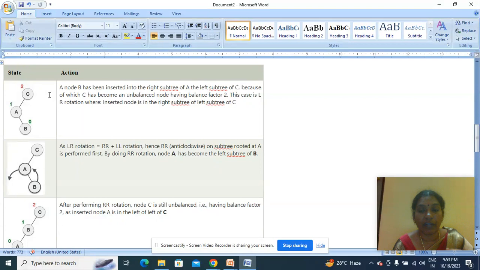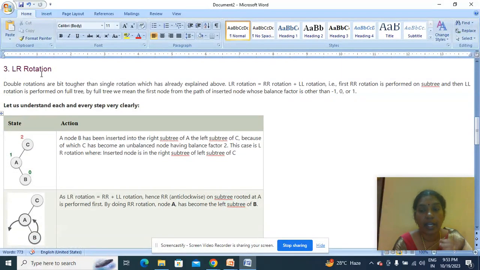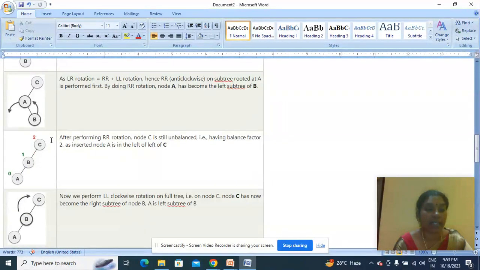So without any confusion, this is like a shortcut. This is the tip for identifying the rotation. If a slanting insertion happens, that will definitely be a single rotation. After the insertion, if the structure of the tree looks like a greater than or less than symbol, it is definitely a double rotation case. So now we have discussed the LR case. Next we will discuss the RL case.